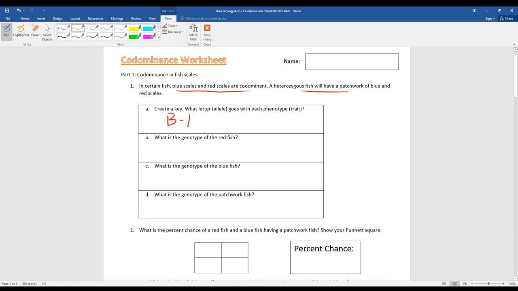So let's do this is blue. You guys could use any letter, but I want you to use the same letter with a prime or like that to show that they're codominant. So let's make this red. That means a red fish is going to be B prime, a blue fish is going to be BB, and a patchwork fish is going to be B B prime.